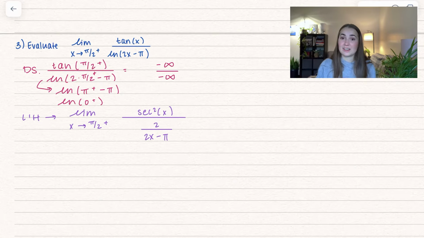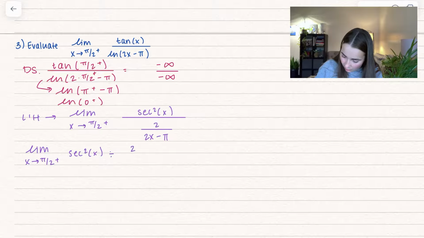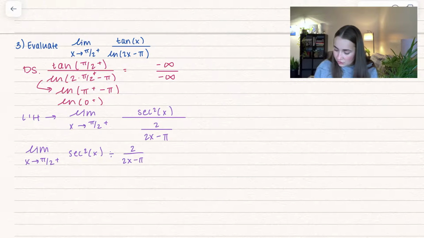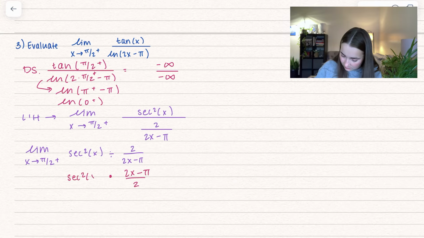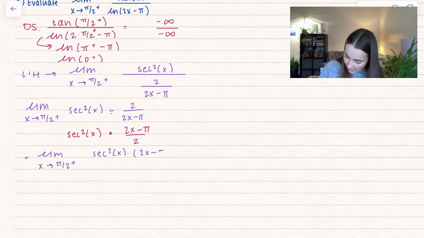So let's go ahead and try to simplify this a little bit. So we have secant squared of x being divided by 2 over 2x minus pi. So when we divide, really what that means is we can multiply by the reciprocal. So we just flip that. So if we were to multiply those two, we get the limit as x approaches pi over 2 from the right side. And we can say this is going to be secant squared of x times 2x minus pi, and all of this is going to be divided by 2.